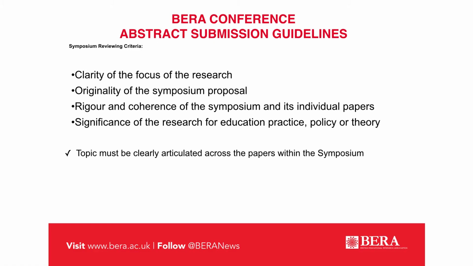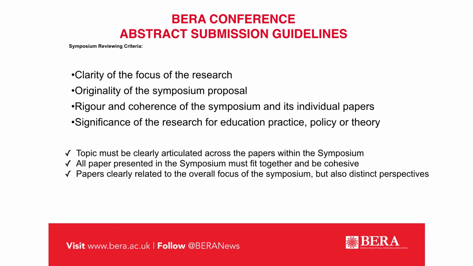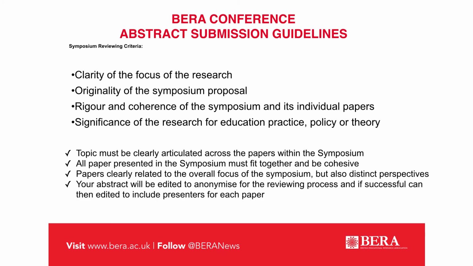If you're writing an abstract for a symposium, the criteria are the same as for an individual paper, but there is a difference. The main difference is that the symposium as a whole must have a clear topic and all the papers must explicitly relate to that clear topic. So it should be coherent as a whole, and the reviewers will look carefully to judge whether the individual papers do indeed clearly relate to the topic.